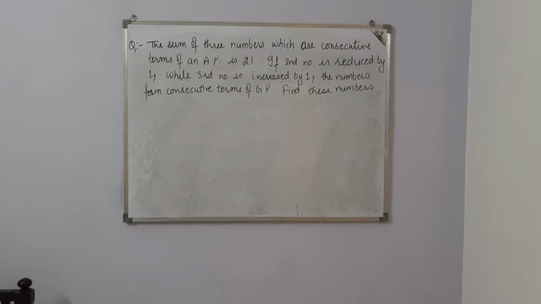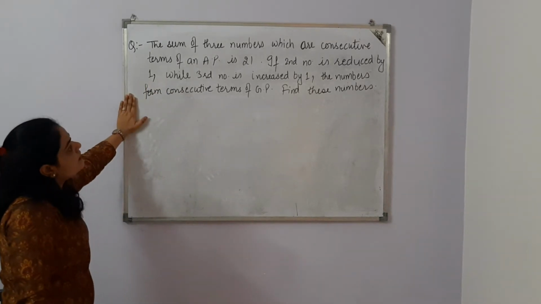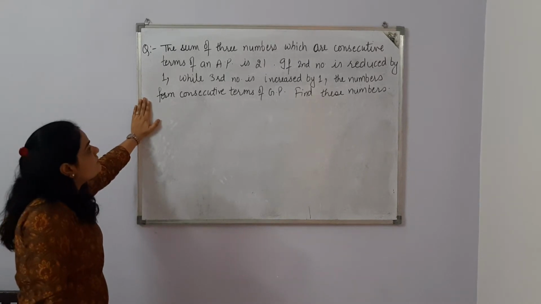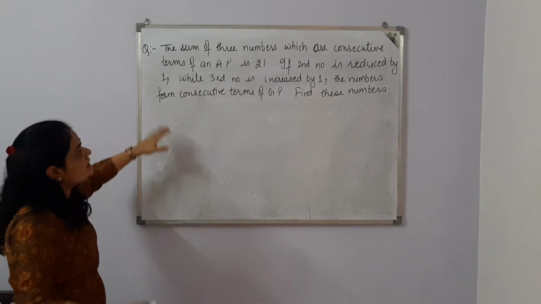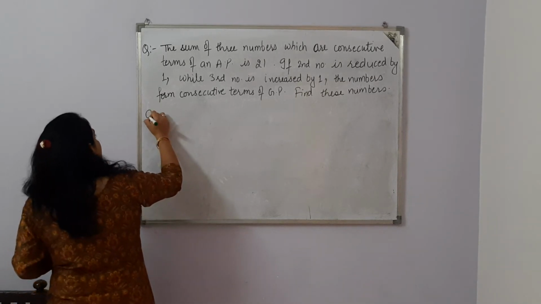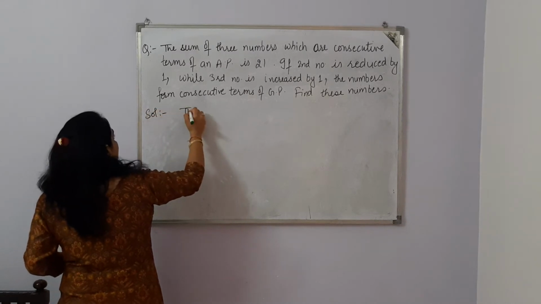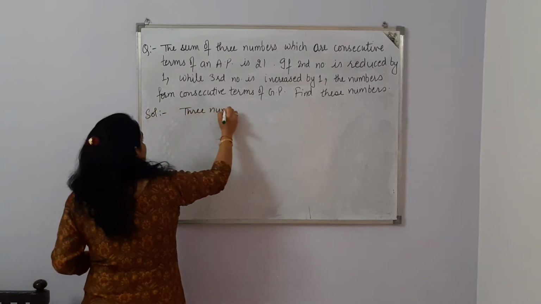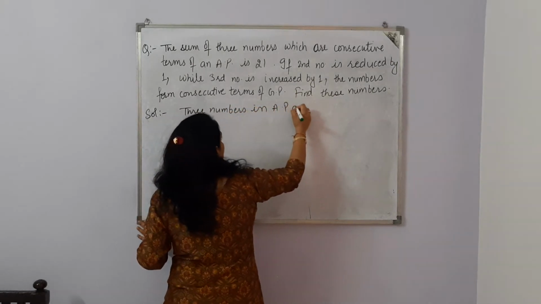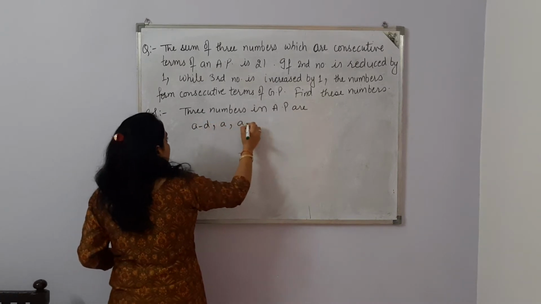The question is, the sum of three numbers which are consecutive terms of an AP is 21. He is asking about the three numbers which are consecutive terms of an AP, and its sum is 21. So three numbers in AP are A minus D, A and A plus D.